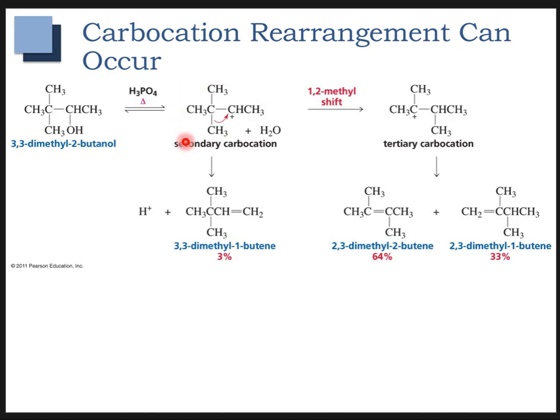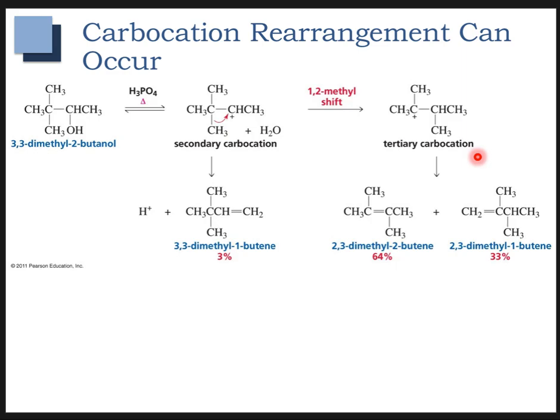So once you form the secondary carbocation, you can either have the elimination occur directly. So you can see that the water over here can pull off the beta hydrogen. There's really only one possible beta hydrogen in this case on the CH3, but this product is very minor, only 3%. The major product is going to come from a methyl shift. So this CH3 group and its electrons are going to jump over here. That gives us a more stable tertiary carbocation.